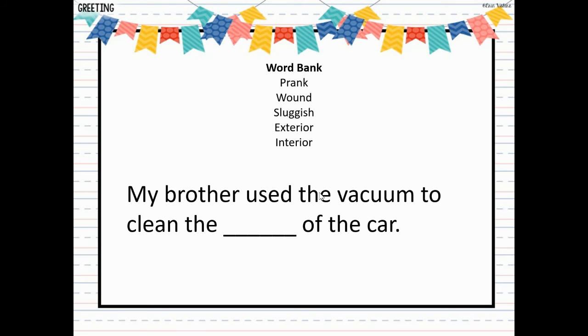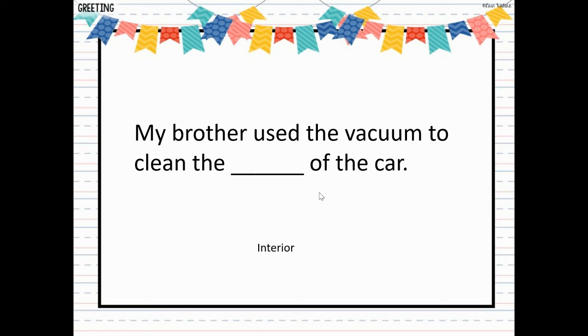Same words. The sentence is, my brother used the vacuum to clean the blank of the car. So think about which part of the car you would use the vacuum on. My brother used the vacuum to clean the blank of the car, and that would be the interior of the car. You use a vacuum on the inside of a car.